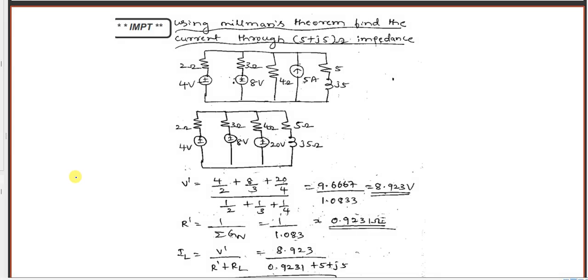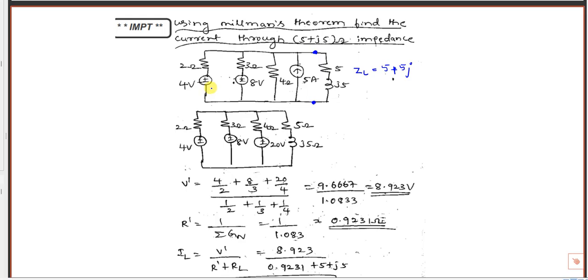Next, one more important problem. Using Millman's theorem, find the current through 5 plus 5J. This is the load impedance, ZL, which is 5 plus 5J, so this is an AC problem.